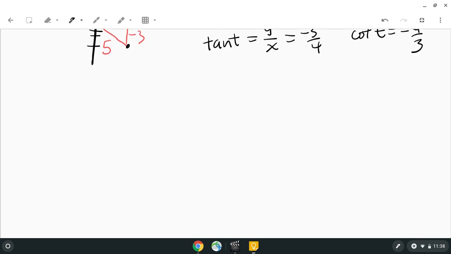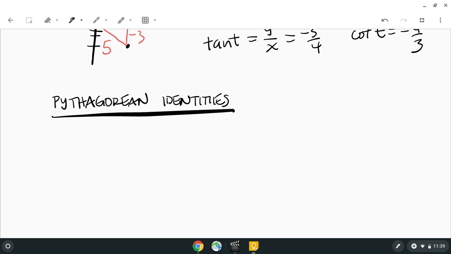Okay, and then there's one little thing that I need to do here. I need to mention the Pythagorean identities. Okay, so these are going to play an important part when we start looking at some other sections later on down the line.